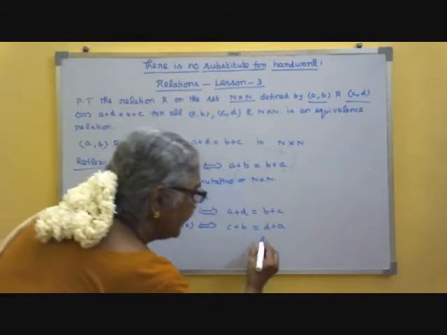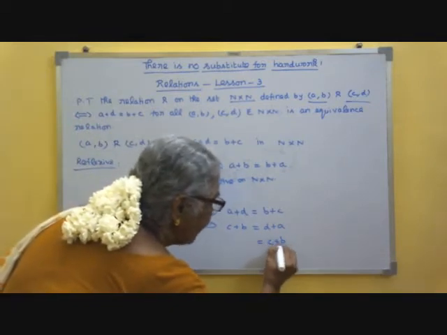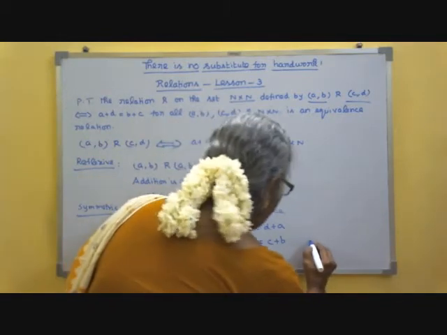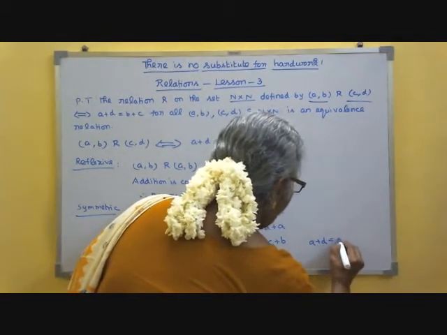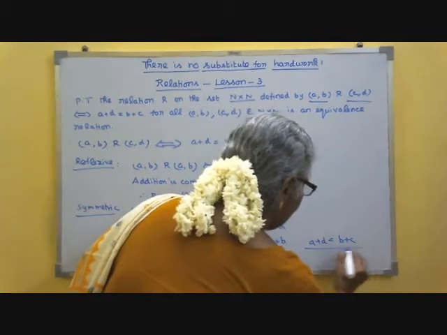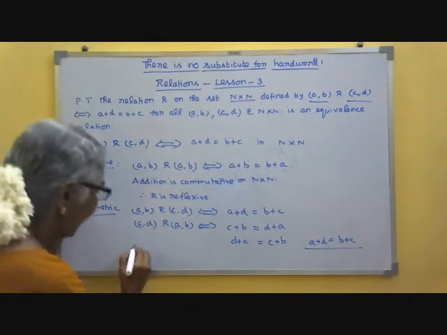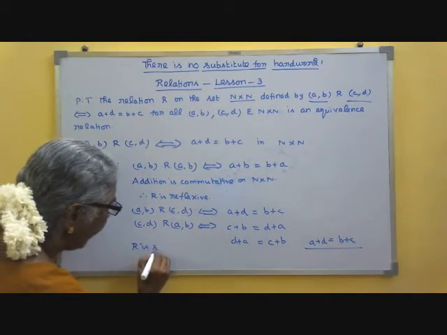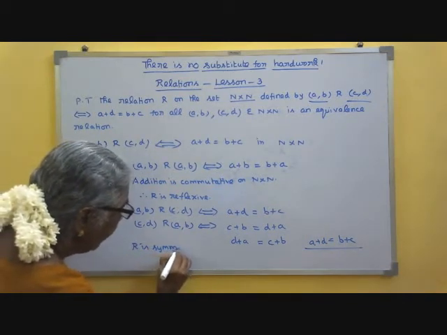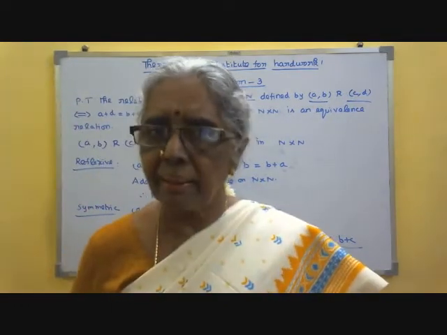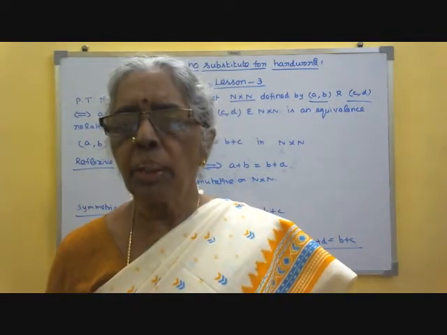Now let us change the sides. I will bring C plus B here. I will write D plus A here. D plus A can be written as A plus D. C plus B can be written as B plus C, because addition is commutative again. So we can say R is symmetric. Okay, are you clear about how to prove R is reflexive and R is symmetric? Okay, now we will move on to transitive.